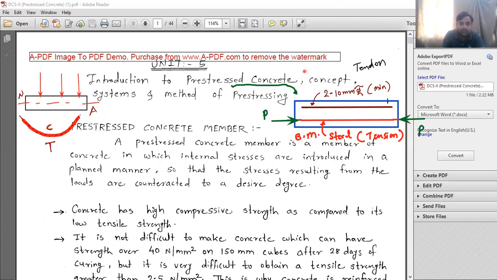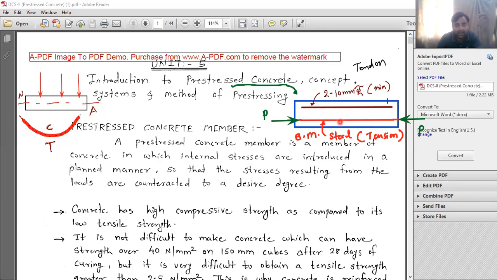Okay. So now once again we read the definition, and then we will see some introductory points about the prestressed concrete. So here a prestressed concrete member is a member. Listen to it carefully. A prestressed concrete member is a member of concrete in which internal stresses are introduced. Now, how do we introduce the internal stresses? By applying the force on this tendon. And we cannot apply the force manually.